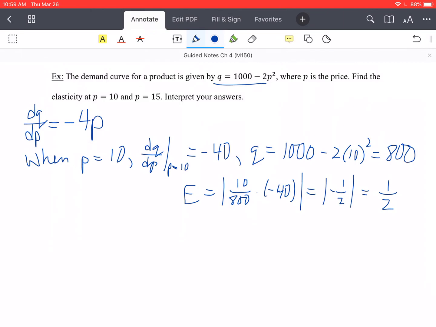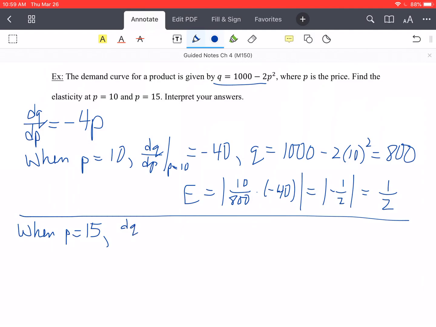So here's our first one. And then when P equals 15, the derivative evaluated at 15 is going to be negative 4 times 15, so that's negative 60. And Q is going to be 1,000 minus 2 times 15 squared. 15 squared is 225, times 2 is 550.